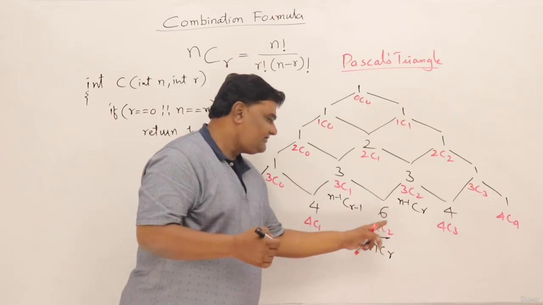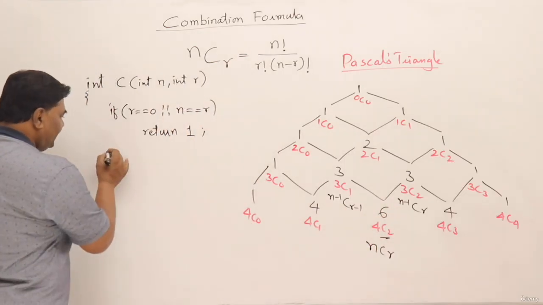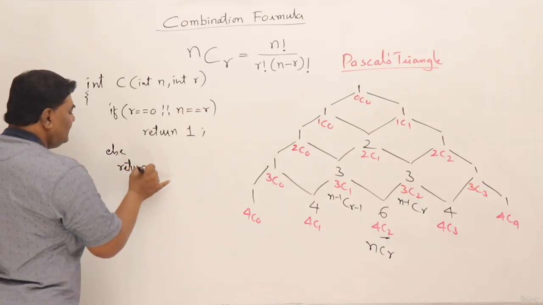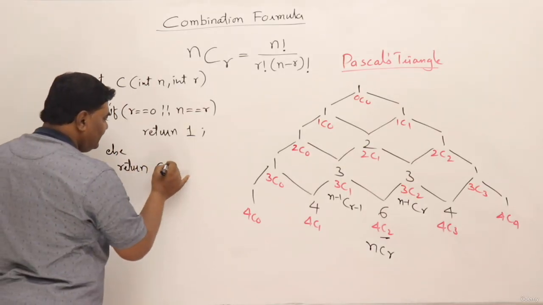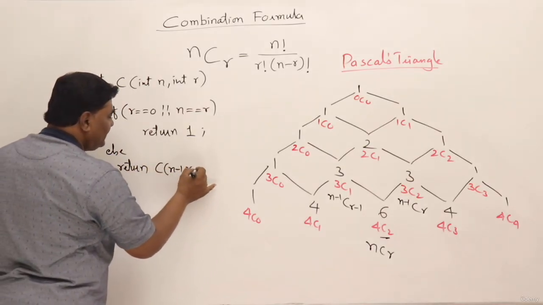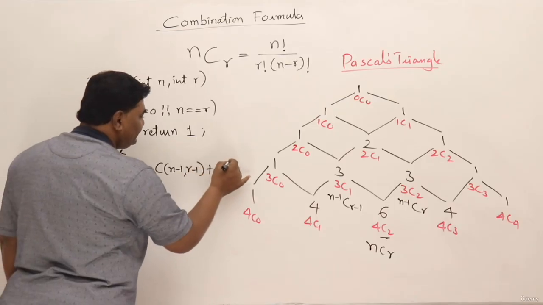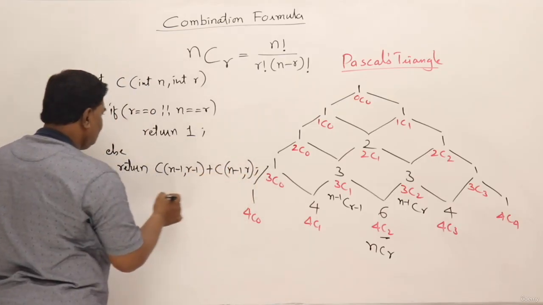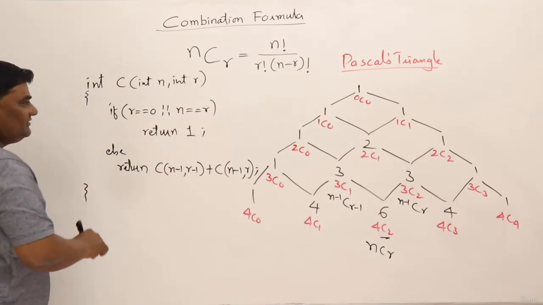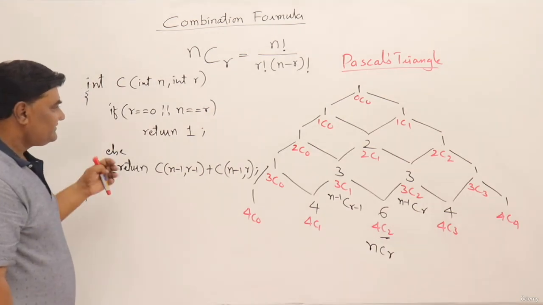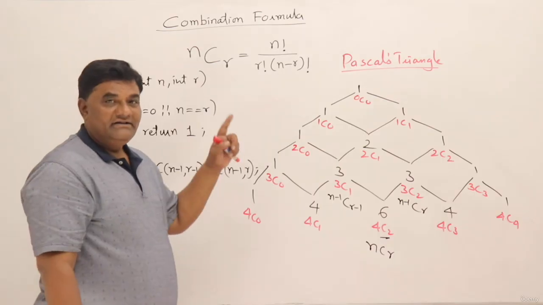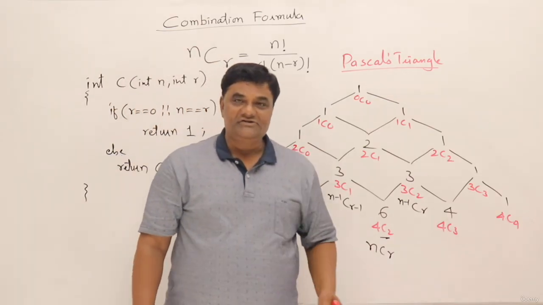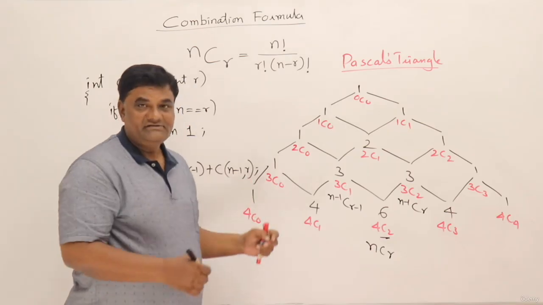Otherwise, we will add these two terms and get the result. So else return c of n minus 1 comma r minus 1 plus c of n minus 1 comma r. That's all. So this is a recursive function for finding nCr value, that is the combination formula. And this recursive function actually follows Pascal's triangle.